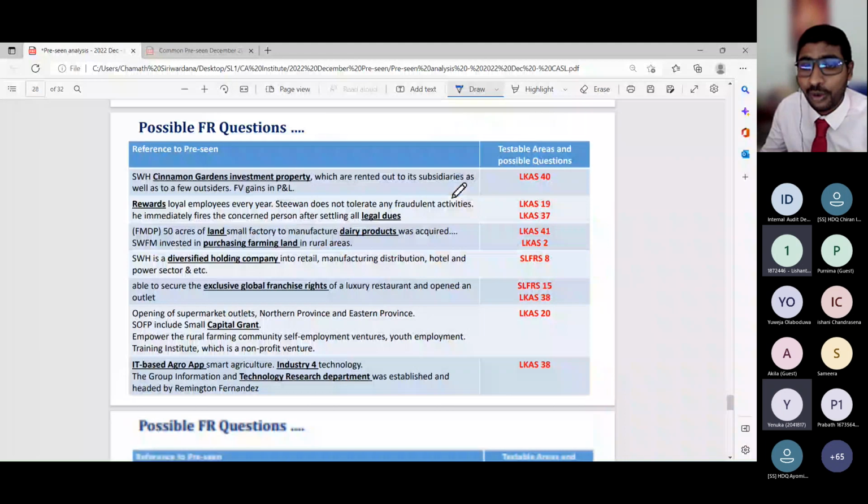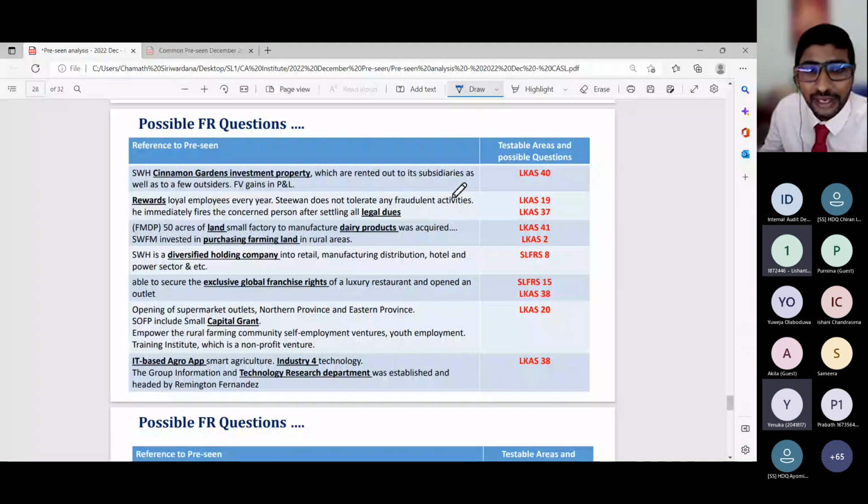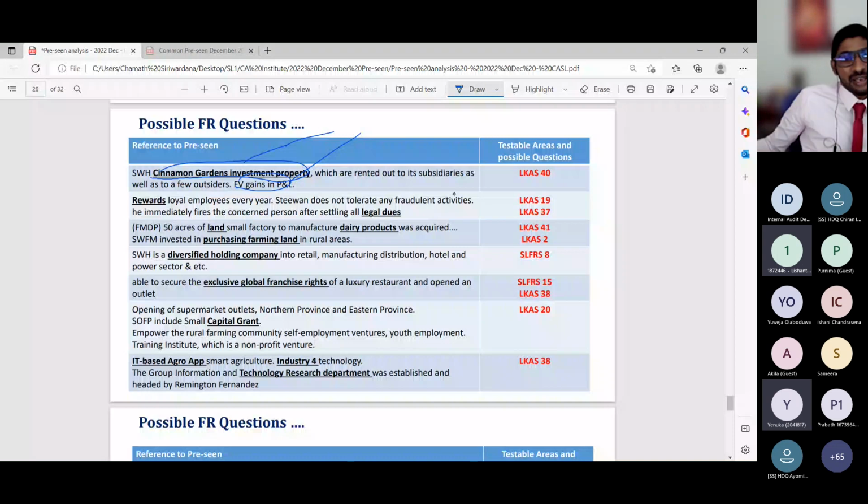They have rented out to subsidiaries as well as some other external tenants, right? And here the fair value gains of that property are also included in the group financial statements. So it says the group is at the moment operating some kind of investment property business. In that case, LKS 40 questions can be tested. Investment property questions can be tested.